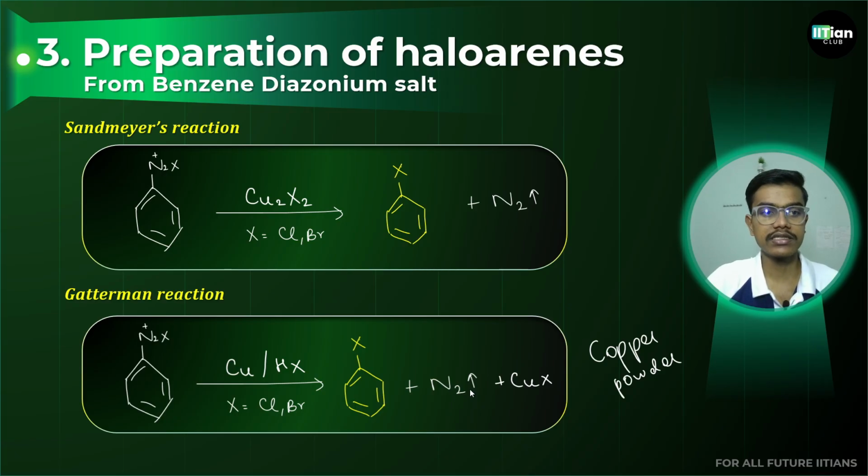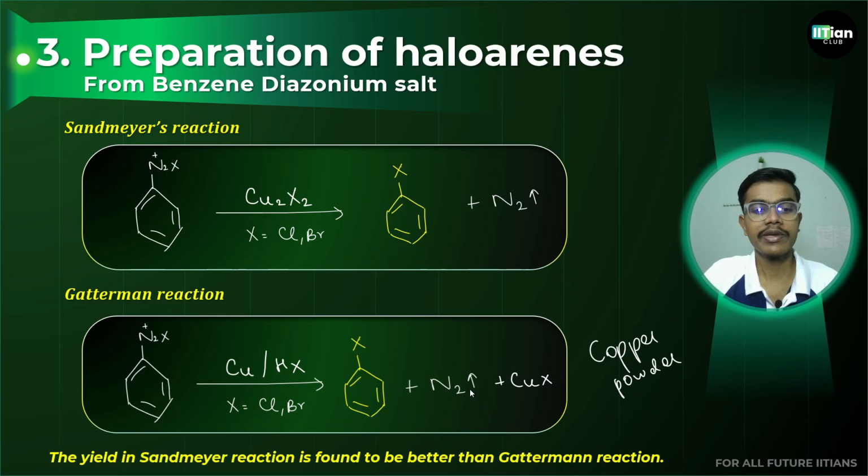We have three named reactions. First is Sandmeyer's reaction, wherein you are treating benzene diazonium salt with Cu2X2 and you're getting haloarene. And in Gattermann reaction, you are using copper powder instead of Cu2X2 along with HCl or HBr, and we are getting haloarene. In this, the yield in Sandmeyer reaction is found to be better than Gattermann reaction.